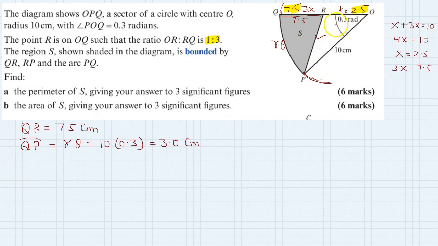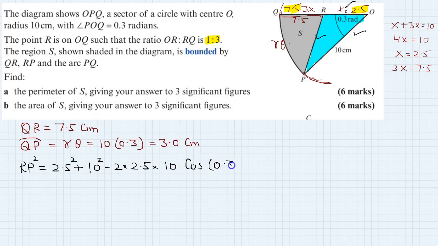Now this side. Now this is a triangle. In this triangle, we know this is 2.5, this is 10, and this angle is 0.3. So it's very easy to get RP square. So we are going to use the cosine rule. RP square is equal to 2.5 square plus 10 square minus 2 multiplied 2.5 multiplied 10 cos 0.3 radian.